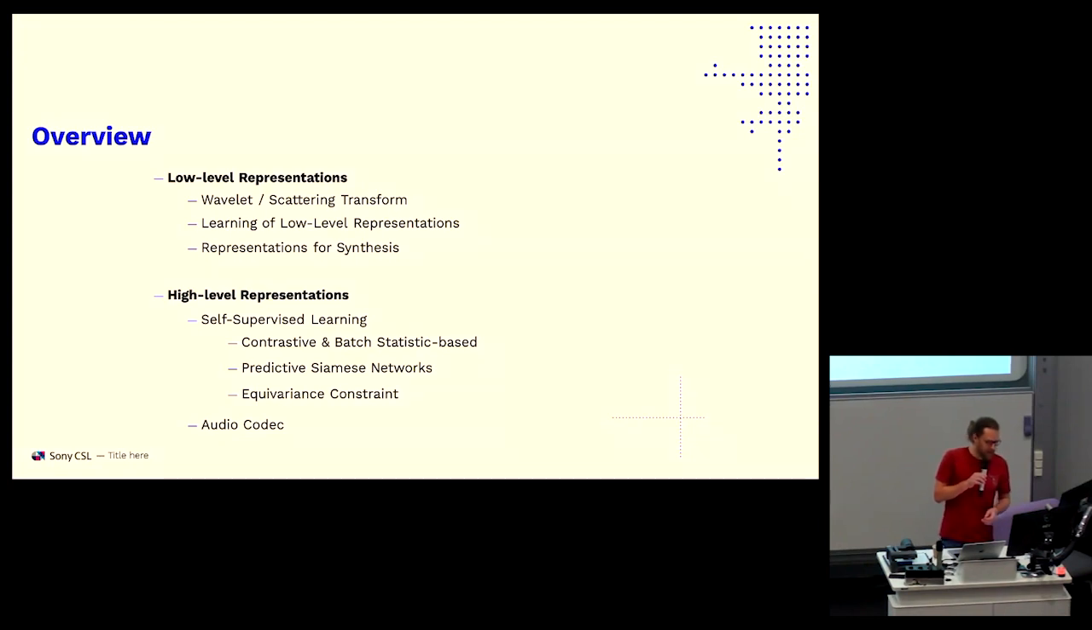Then I will mention high-level representations. Basically, the trend is self-supervised learning, obviously, and there were over time different self-supervised learning paradigms. So we had contrastive learning, then batch statistic-based learning, and then we went into predictive networks where we have asymmetry between the encoders of the data encoders that are usually symmetric. And recently there were some works in equivariance constraint, also to use equivariant constraints for learning of interesting representations or outputs.